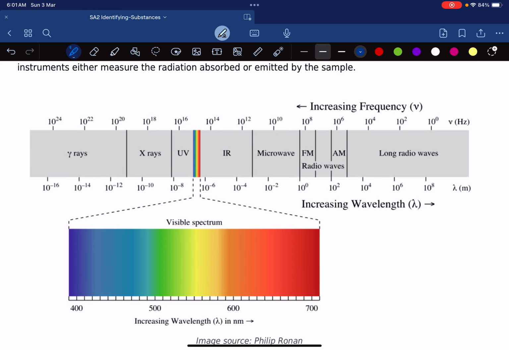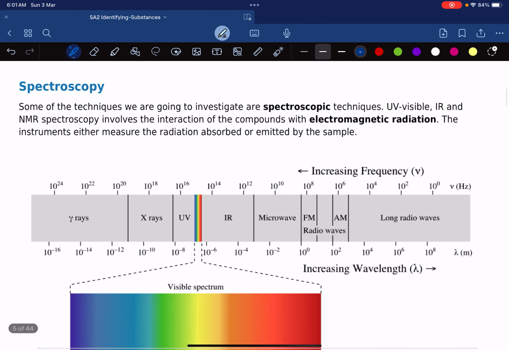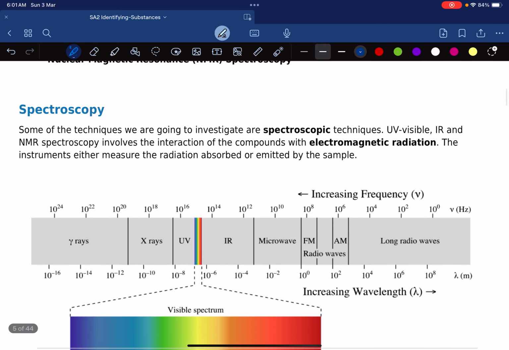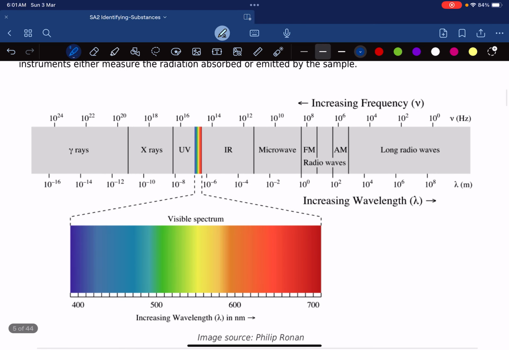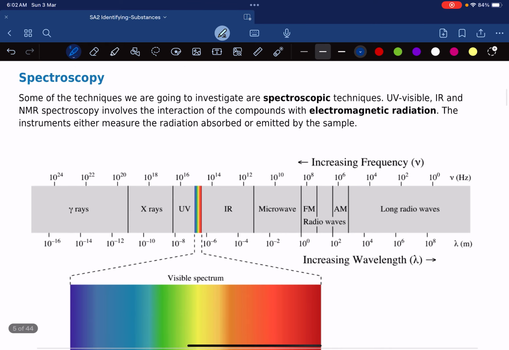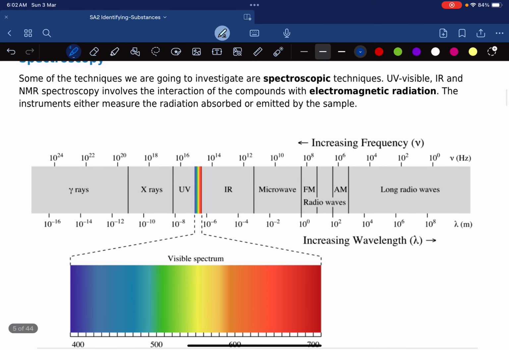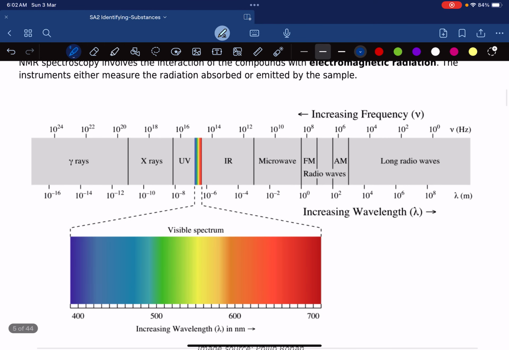Okay, folks, we'll be looking at spectroscopy. So this section is on spectroscopy. Now, what we have here is called the electromagnetic spectrum. This electromagnetic spectrum originates from our sun. Our sun is the one that produces all of these things that you're seeing on this screen.